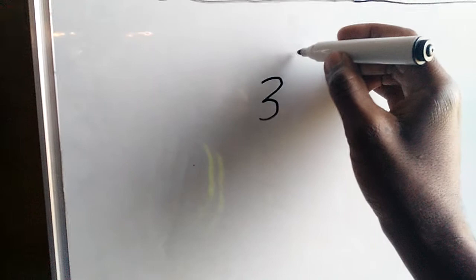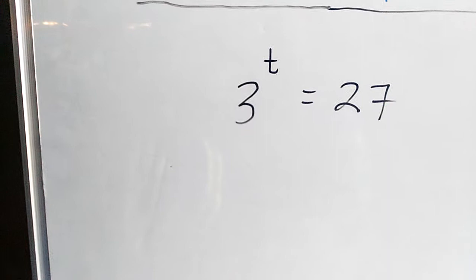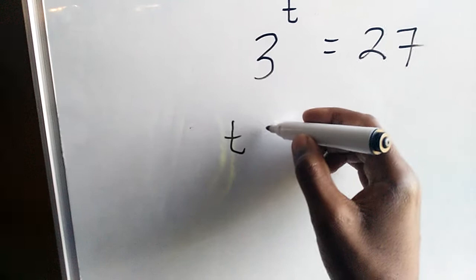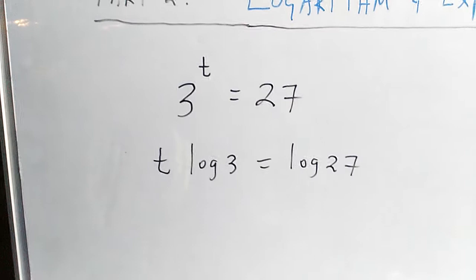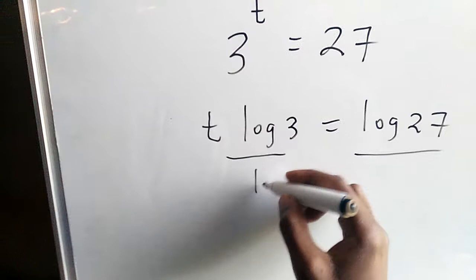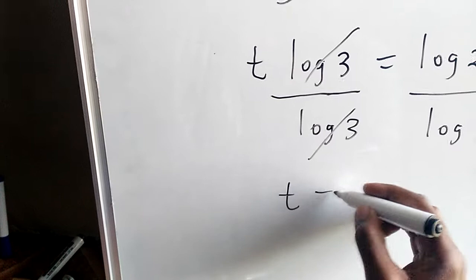Let's solve another one. You have 3 to the power of t being equal to 27. Okay? 3 to the power of t, and then they say find the value of t. If you are using the logarithm, you drop the power, equally on the other side. You do that. Divide through by a log of 3, a log of 3. Okay? Therefore, your t becomes, okay, 3.